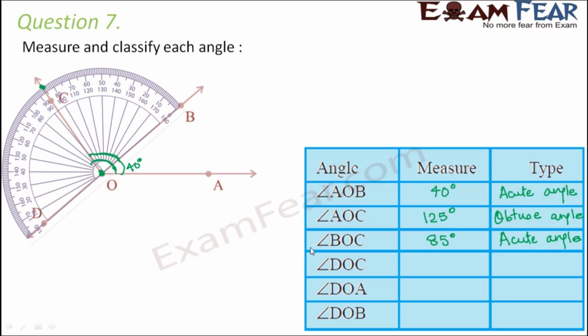So in a similar fashion, I hope that you can find out the values of angle DOC, DOA and DOB. So that is left as an exercise for you. So keep placing the protractor and try to find their values.